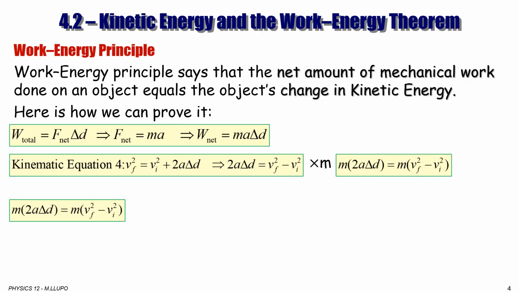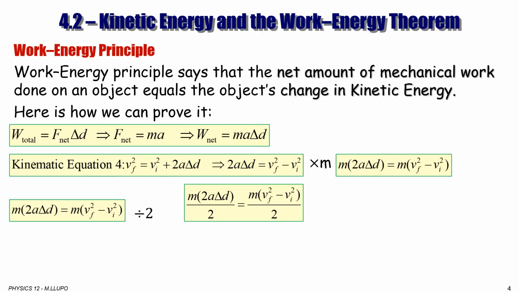Next step would be, what if we take that equation and we divide by 2? If we divide by 2, then the left side is going to be m a delta d divided by 2, and the right side is going to be m times V final square minus V initial square divided by 2. So if you see that 2 and 2 cancel, and what is left there is m a delta d. So m a delta d is net work.